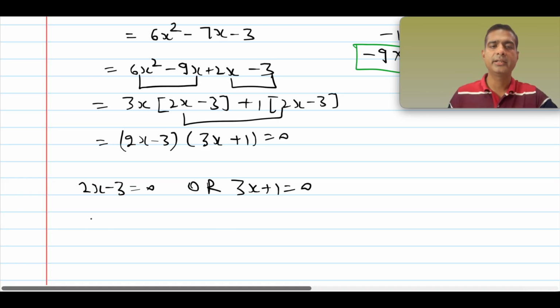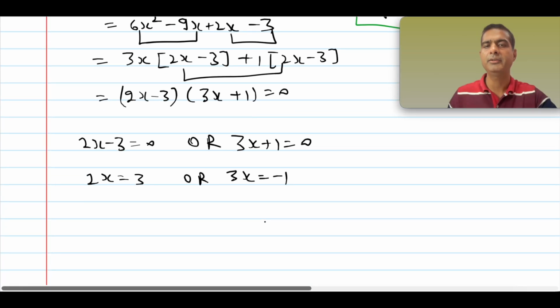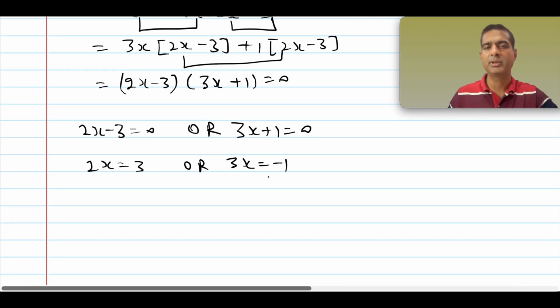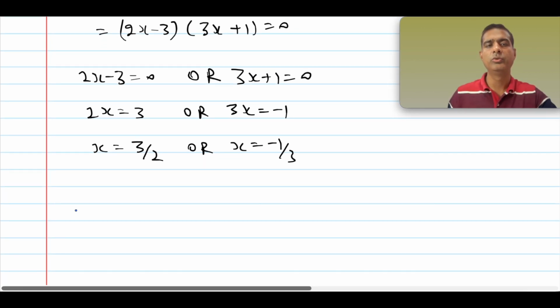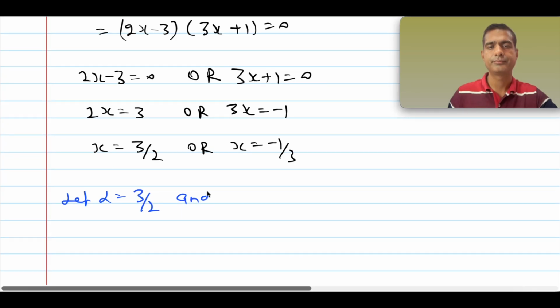Now 2x minus 3 is equal to 0 means 2x is equal to 3, or 3x plus 1 is equal to 0 means 3x is equal to negative 1. Now 2 is multiplied by x, 3 is multiplied by x. So if I shift to the other side, I can say x is equal to 3 by 2 or x is equal to negative 1 by 3. So we got the two roots, 3 by 2 and minus 1 by 3. Let us assume these roots, let alpha is equal to 3 by 2, beta is equal to minus 1 by 3 are two roots.